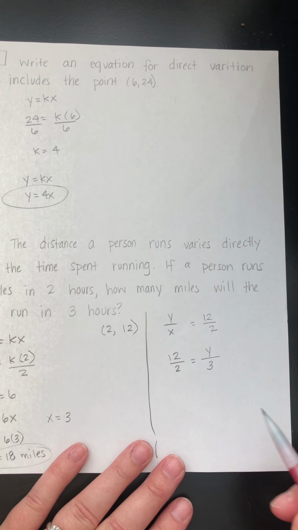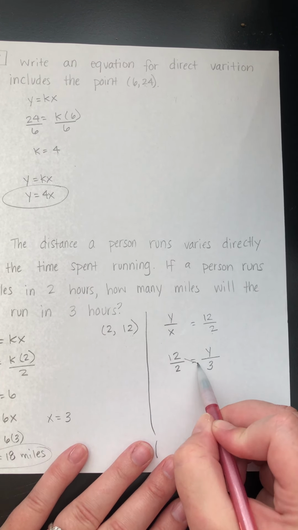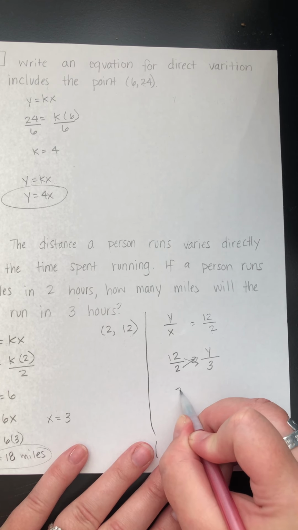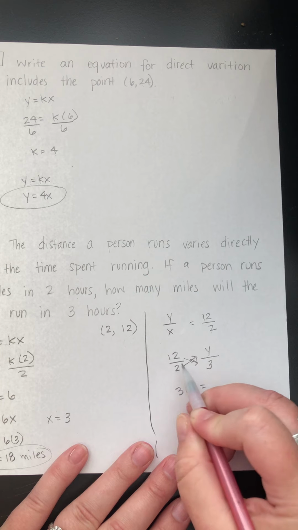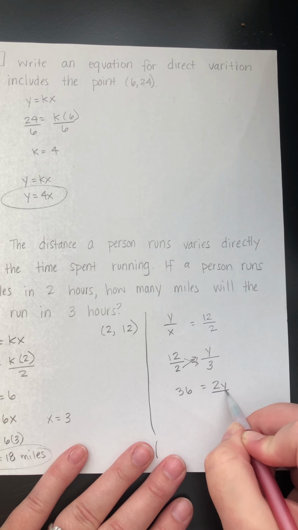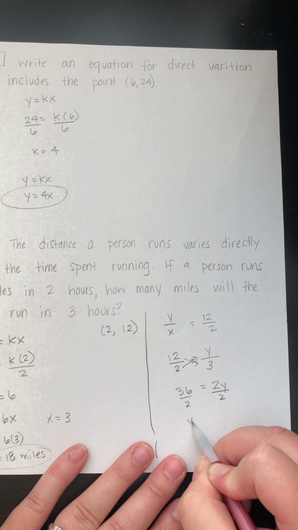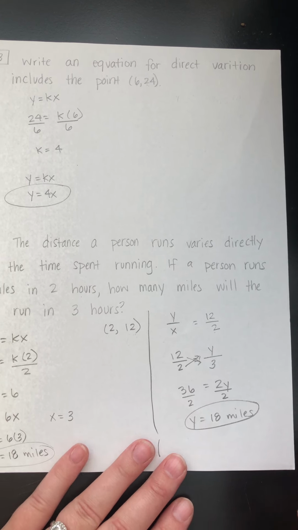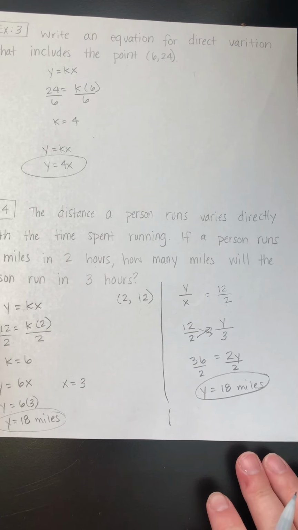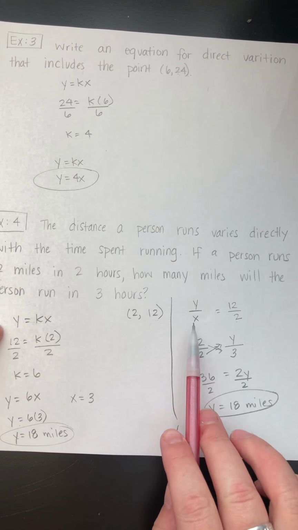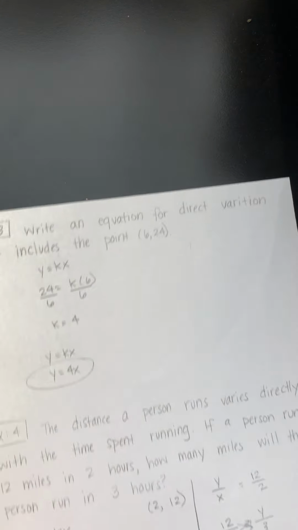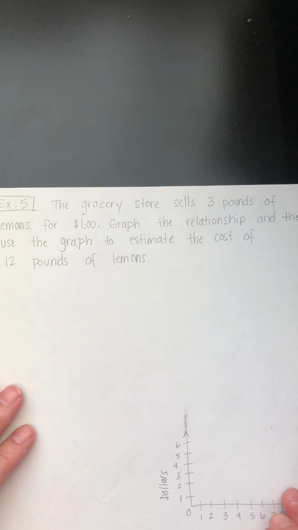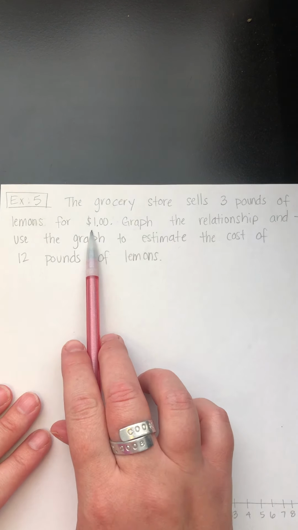So to solve for y, you just cross multiply. 12 times 3 is 36, and 2 times y is 2y. Divide both sides by 2, y equals 18. So you can use either method to solve, whichever one makes more sense to you, writing this equation out or using a proportion. And the last example says the grocery store sells 3 pounds of lemons for $1.